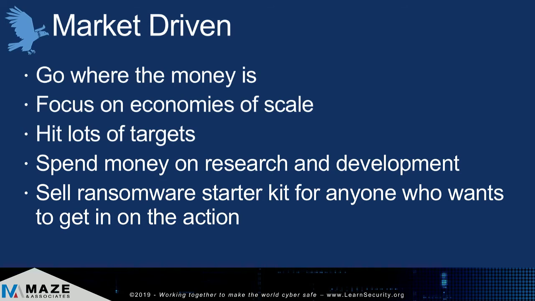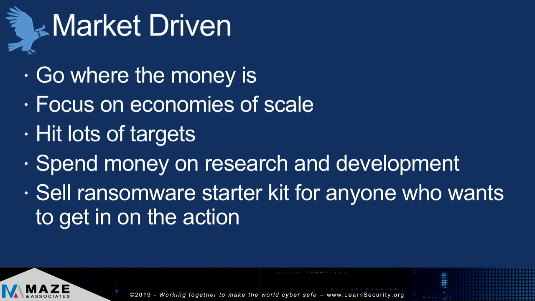So they're going to go where the money is, so they're going to focus on economies of scale. So they want to hit lots of targets, but they want to hit targets that have the ability to make a payment. They'd rather have one $50,000 payment than try to hit 50 people with $1,000, right? It's a lot easier to hit one and do that.